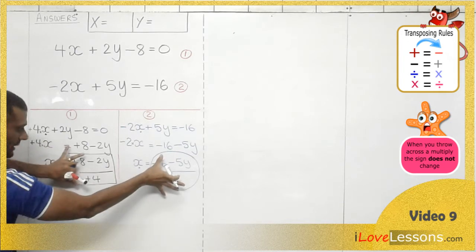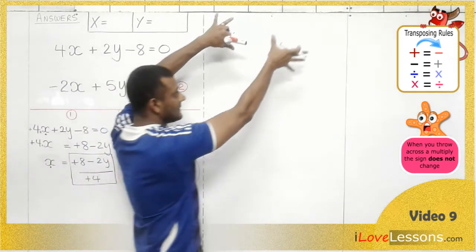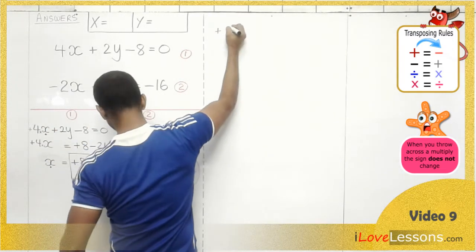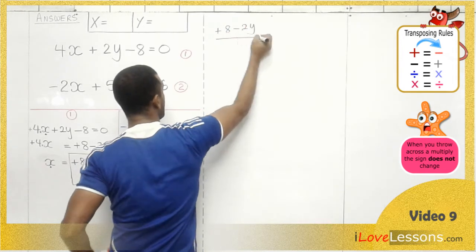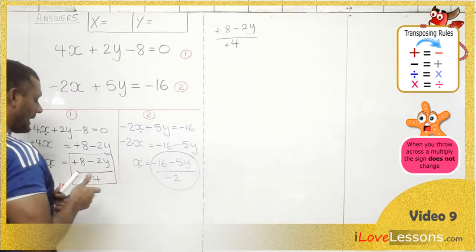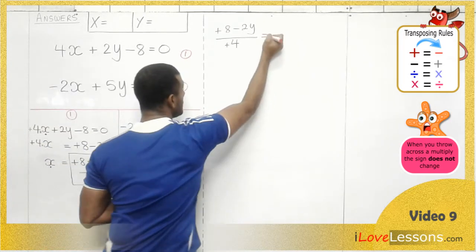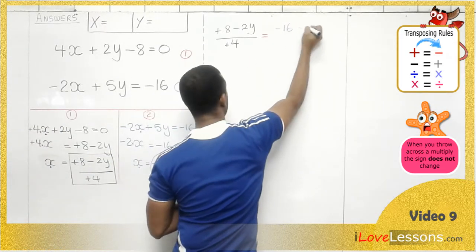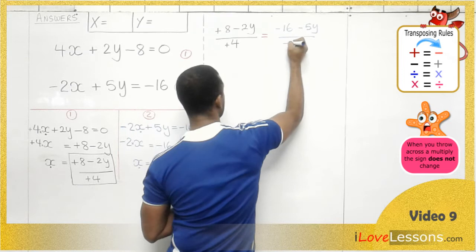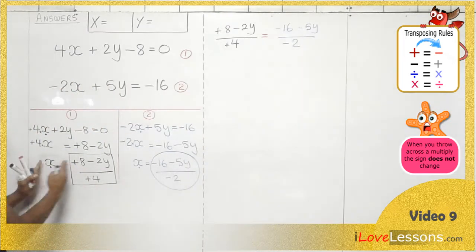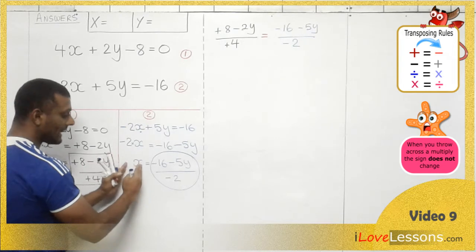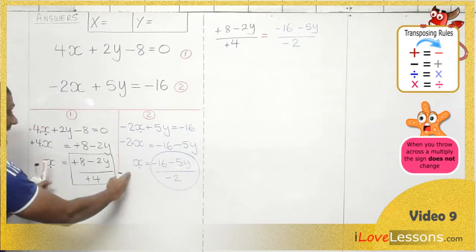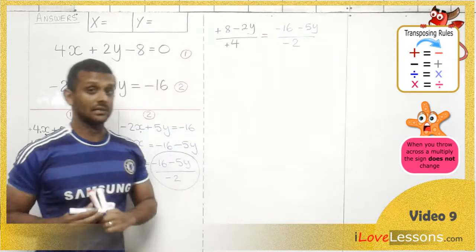What we're going to do is take the box and the circle and put them equal to each other. So, I'm going to put this over here. We have positive 8 minus 2y divided by positive 4, and we're going to put it equal to the items in the circle: minus 16 minus 5y divided by minus 2. In other words, the answer we got for x on this side, we put equal to the answer we got for x on this side. That is why we call it the XX method. The 2 answers for x, we put them equal to each other.